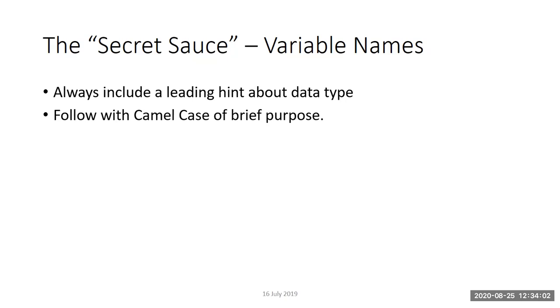You want to use something called camel case with a brief purpose. So you want to have a leading hint about the data type. So a data type, what do we mean by data type in this first bullet point? What can you store in a variable? You can store whole numbers.